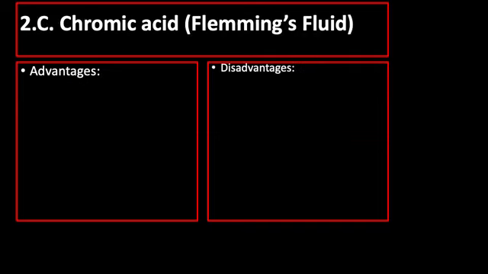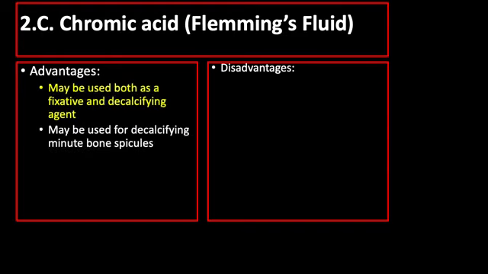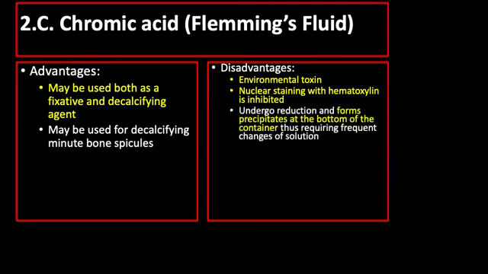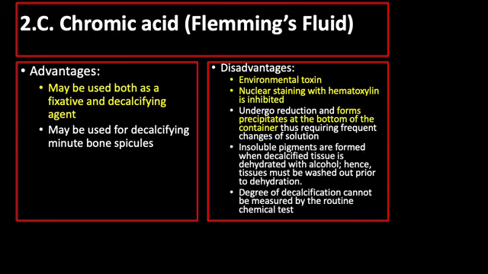Next weak acid is chromic acid or Fleming's fluid. It has advantages like it may be used both as a fixative and decalcifying agent. Its disadvantages include the following. Chromic acid is an environmental toxin. Nuclear staining with hematoxylin is inhibited. It forms precipitate at the bottom of the container, thus requiring frequent changes of solution. And other disadvantages are the following.